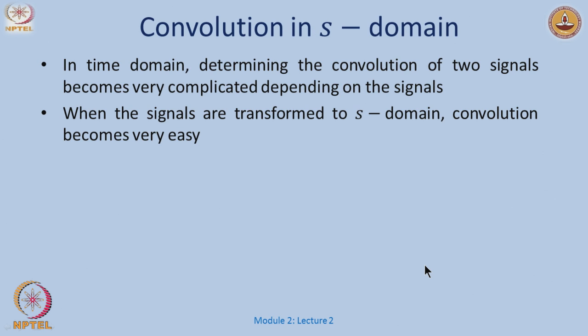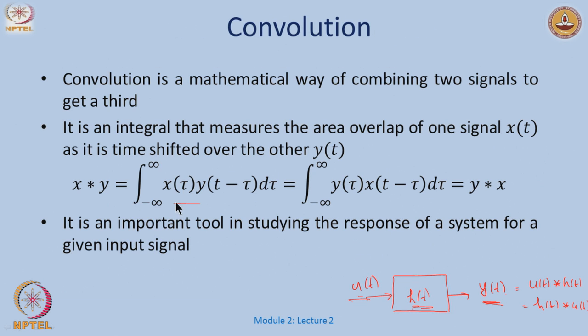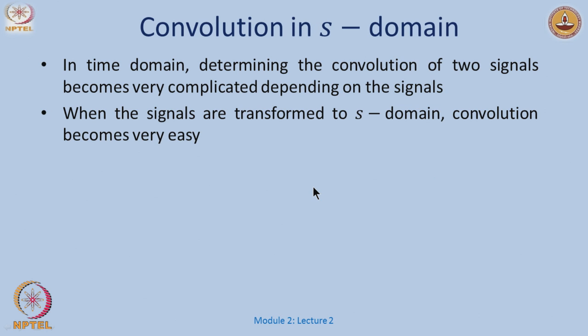Okay. So, this actually looks quite complicated. Even if you look at the expression, I have to compute the integral of x of tau, y of t minus tau, d tau and so on to get the output signals, and this sometimes becomes too complicated to integrate. But when they are transformed into the Laplace domain, the convolution becomes very straightforward.